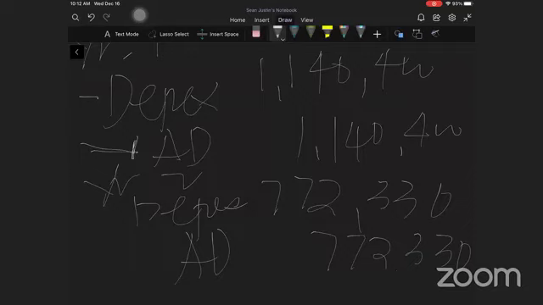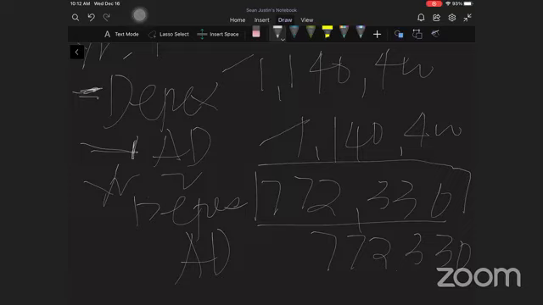Therefore, if the question is how much is the depreciation expense on year 1, the answer is 1,140,400. How much is the depreciation expense on year 2? The answer is 772,330. Don't add year 1 and year 2 when the question is about expense, because it has been zeroed out and closed. But if the question is the balance of accumulated depreciation on year 1, the answer is 1,140,400.